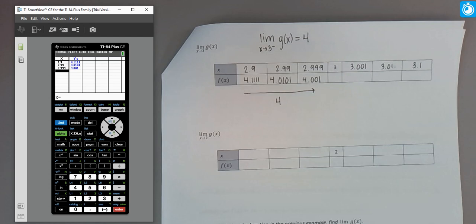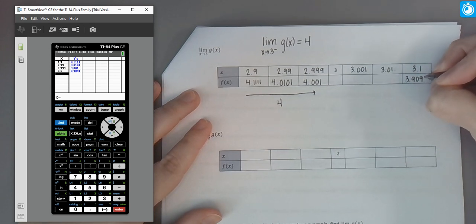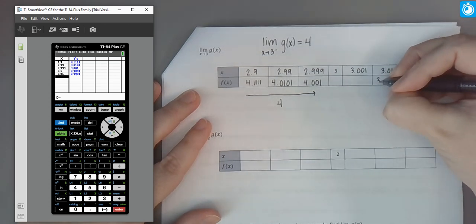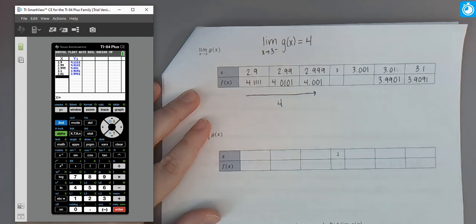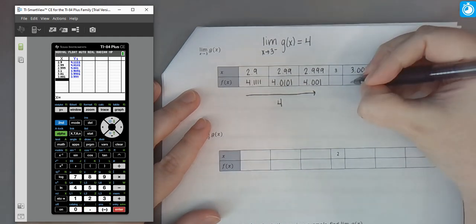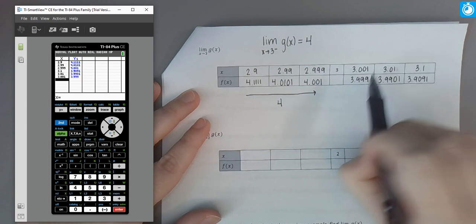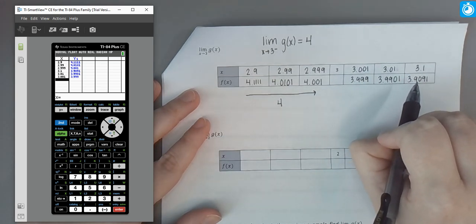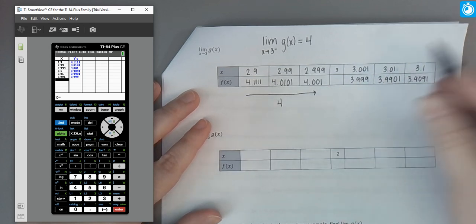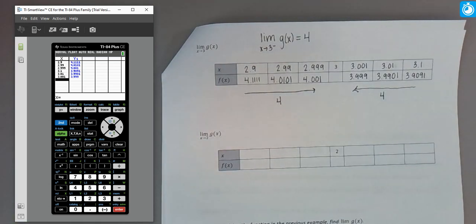Now what happens on the other side? So how about 3.1? Okay, 3.9091. Okay, a little bit closer, 3.01, 3.9901. 3.001, 3.999. So similar kind of behavior. Think of just adding on the 9, something like that. So 9 in the tenths place, 9 in the tenths and hundredths, and then tenths, hundredths, thousandths. What's happening? It's getting larger. The numbers are getting bigger. But again, incrementally, they're getting closer and closer to 4.